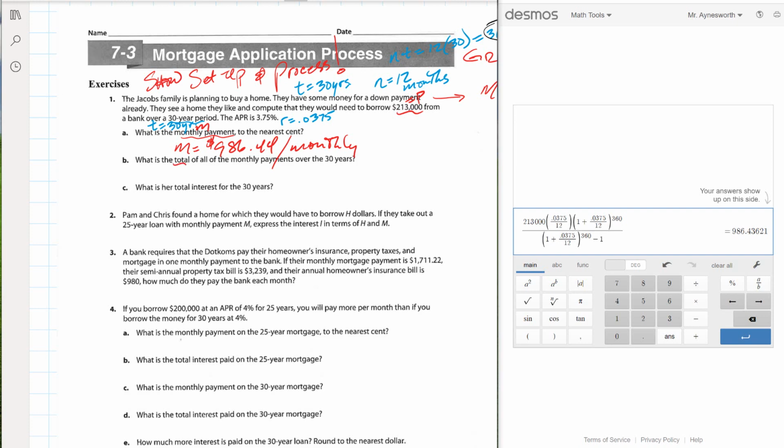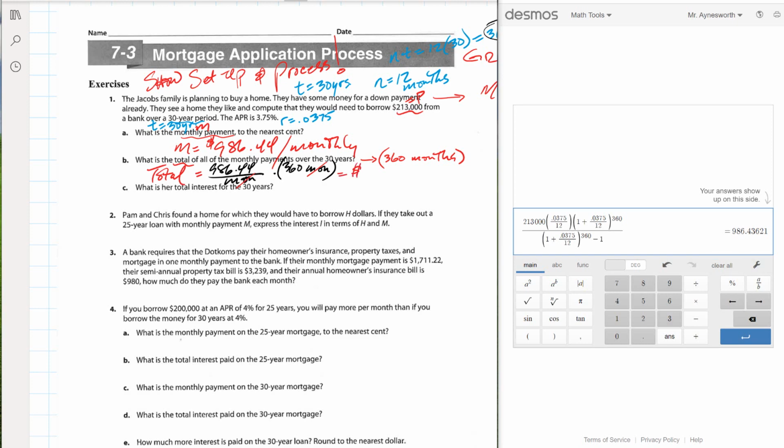Okay, what is the total of all the payments? Well, you got to do this for 30 years or 360 months. You got to keep that in mind. So if we're going to pay $986.44 for 360 months, it kind of sounds like we have to multiply those things. So let's do that. Let's take $986.44 per month, multiply it by 360 months. Notice that the months cancel out, the units cancel out properly. This is the total, obviously. All right, and what do you get?